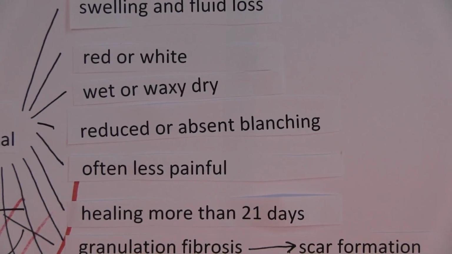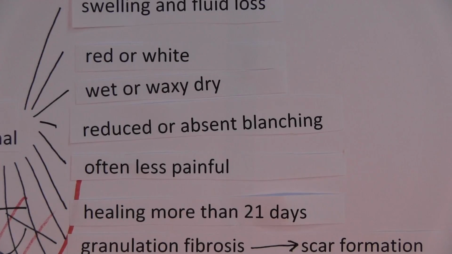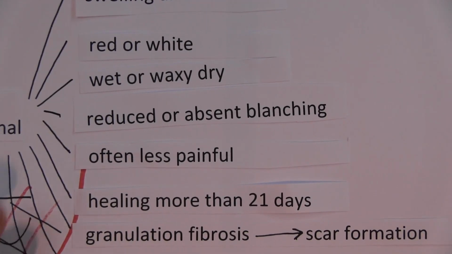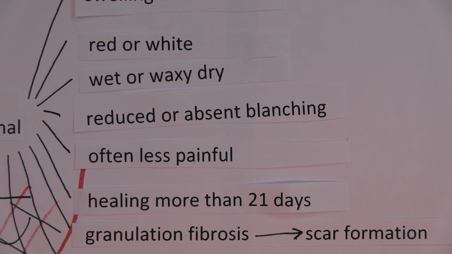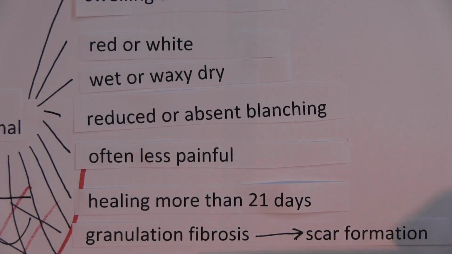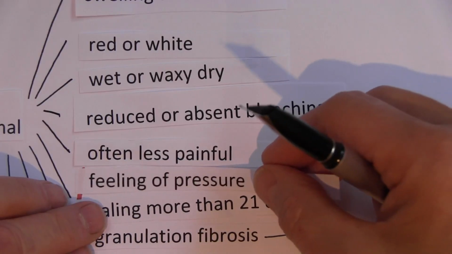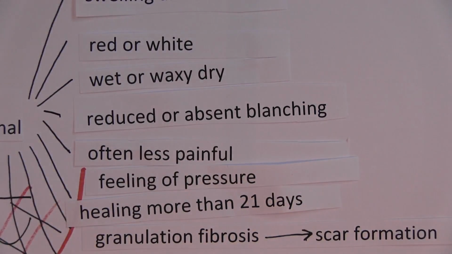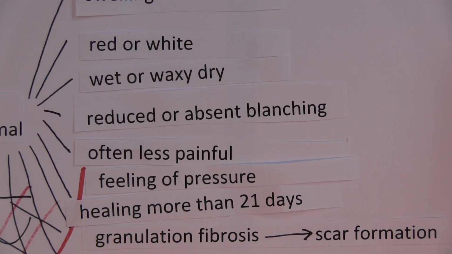So, swelling and fluid loss, red or white, sometimes wet, but can be a dry, waxy appearance, reduced or absent blanching, often less painful, feeling of pressure very often because of the preserved pressure receptors deeper down in the skin when the dermal nociceptors have been burnt away.